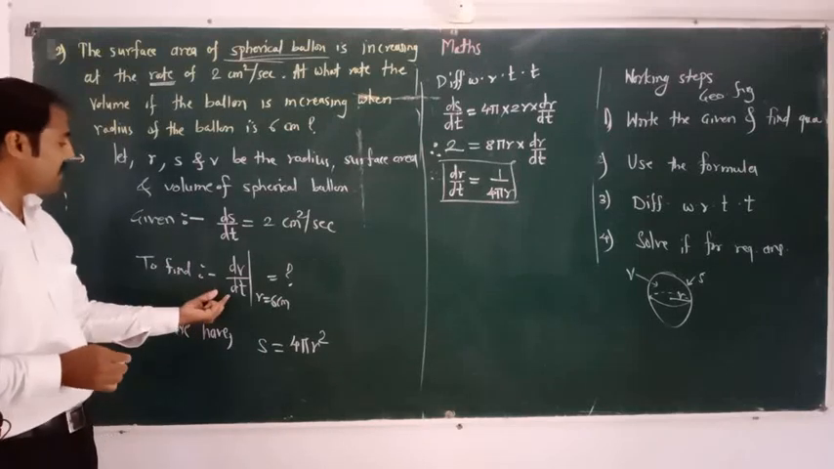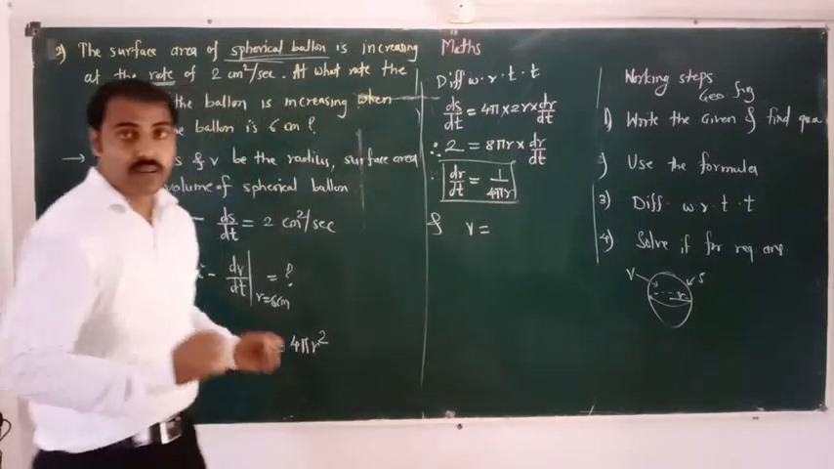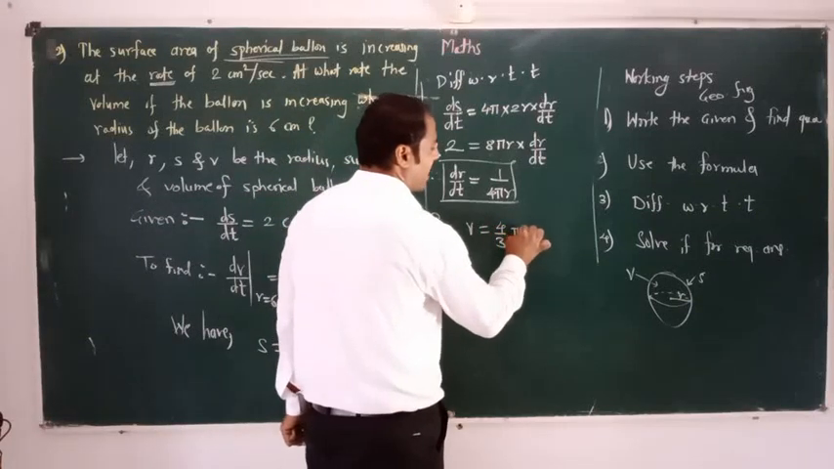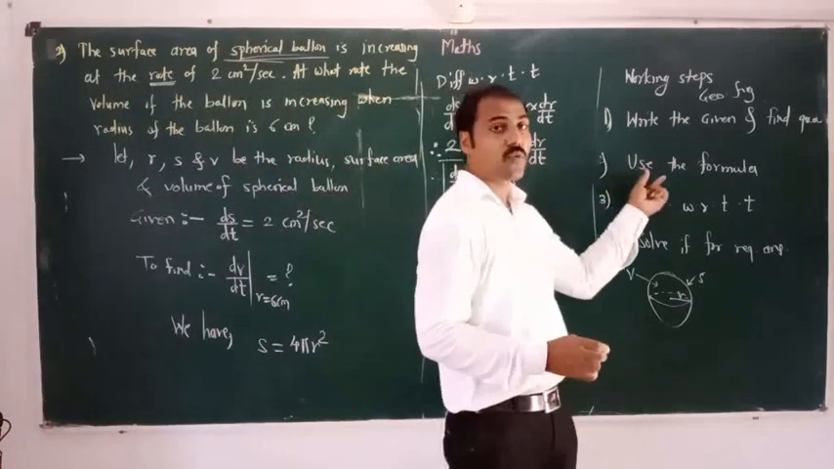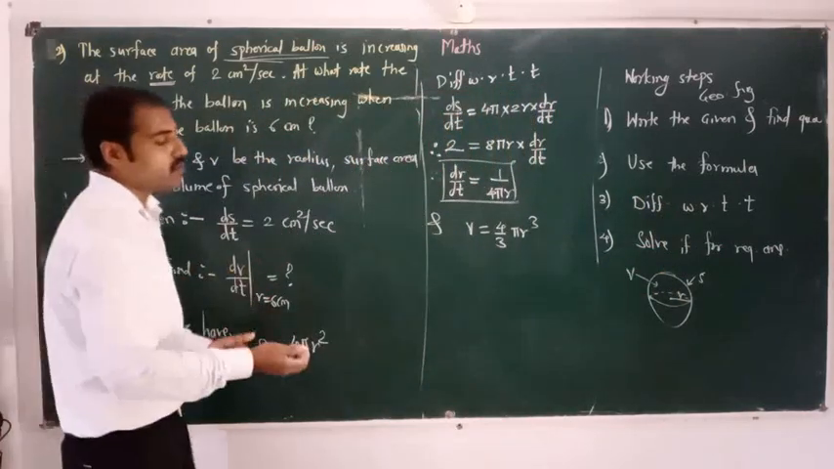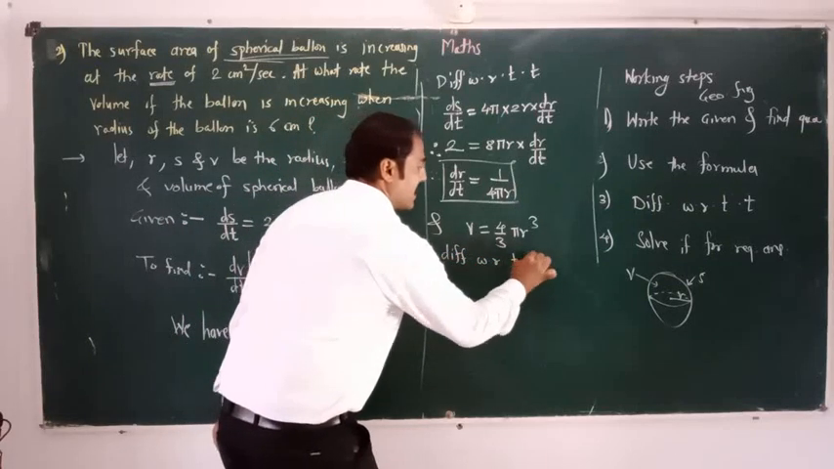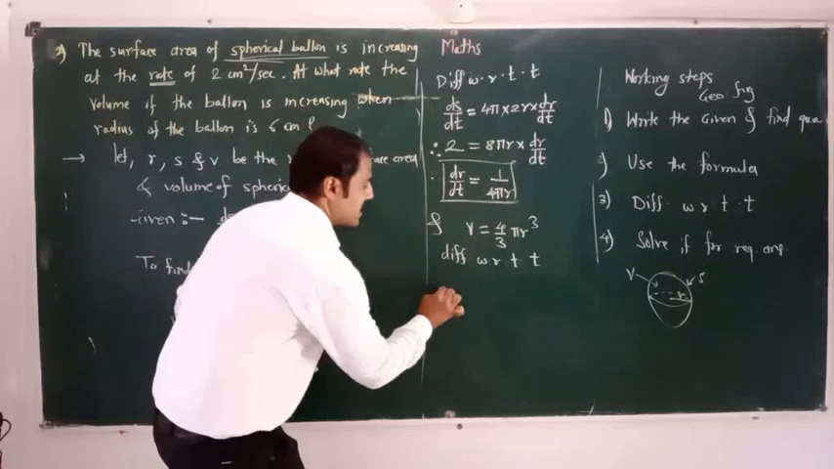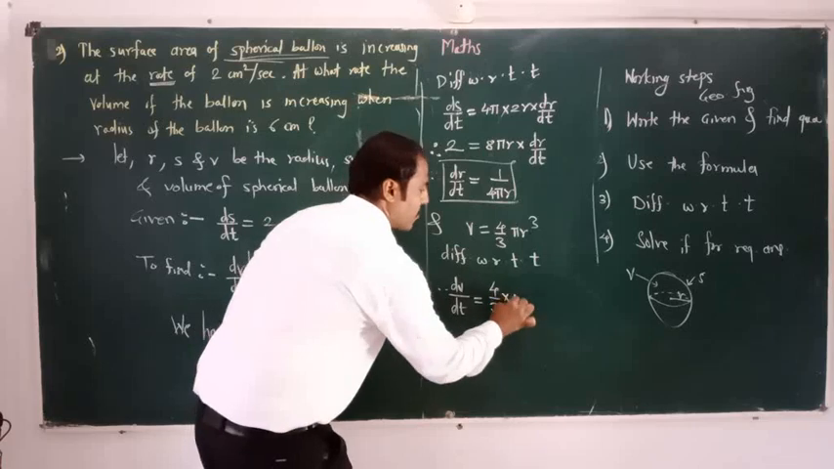But to find dV/dt, use another formula for volume. Volume of a sphere is given by 4 by 3 pi r cube. Yes, the formula is V is equal to 4 by 3 pi r cube. Differentiate with respect to t. To find dV/dt, we have to differentiate the above formula with respect to t, since all the quantities depend on t. So dV/dt is equal to 4 by 3 constant, pi constant.